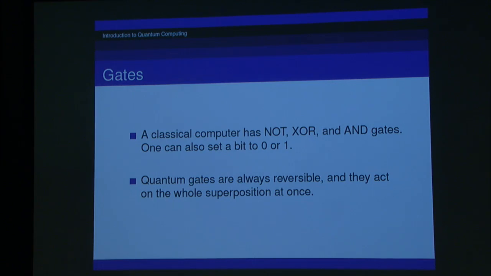Gates. A classical computer has NOT, XOR, and AND. You can also set a bit to 0 or to 1. Quantum gates are always reversible. NOT is okay; if you do it twice, you're fine. What about AND? 0 and 1 is 0, 1 and 0 is 0. That's not reversible. So quantum gates have to be reversible, and also they act on the whole superposition at once.